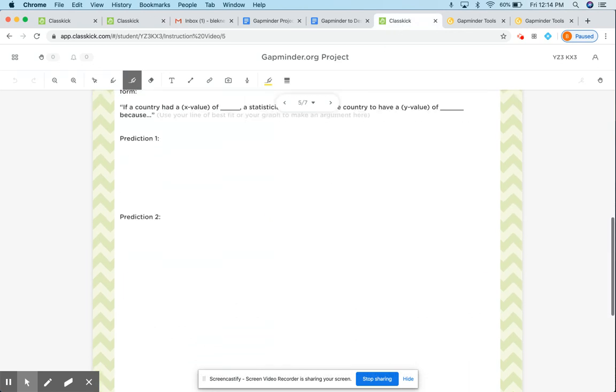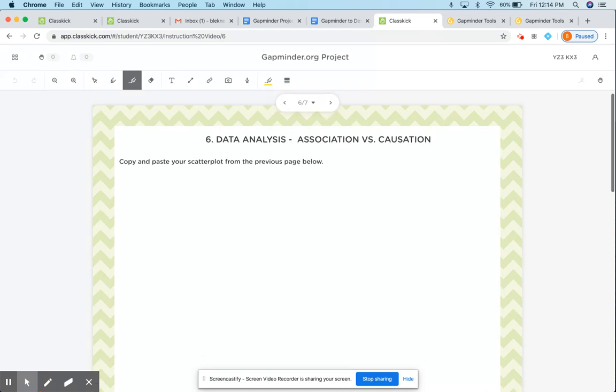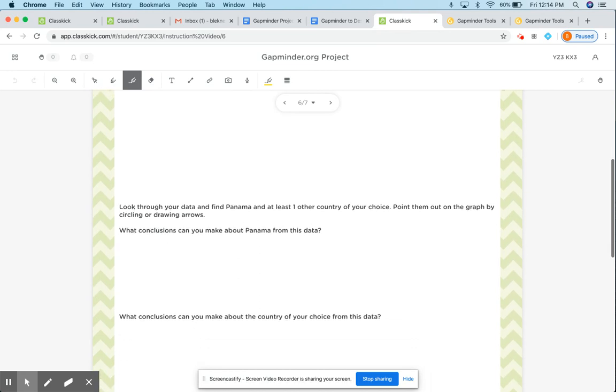Okay, next, and finally, for most of you, you're going to be copying and pasting your scatter plot again and making some claims about it. So you'll look through the data and you will find Panama and at least one other country of your choice. If you don't have Panama, pick 2 countries. You'll point them out on the graph by circling or drawing arrows, and then you'll conclude what conclusions can you make about Panama from this data, and what conclusions can you make about the country of your choice from this data.